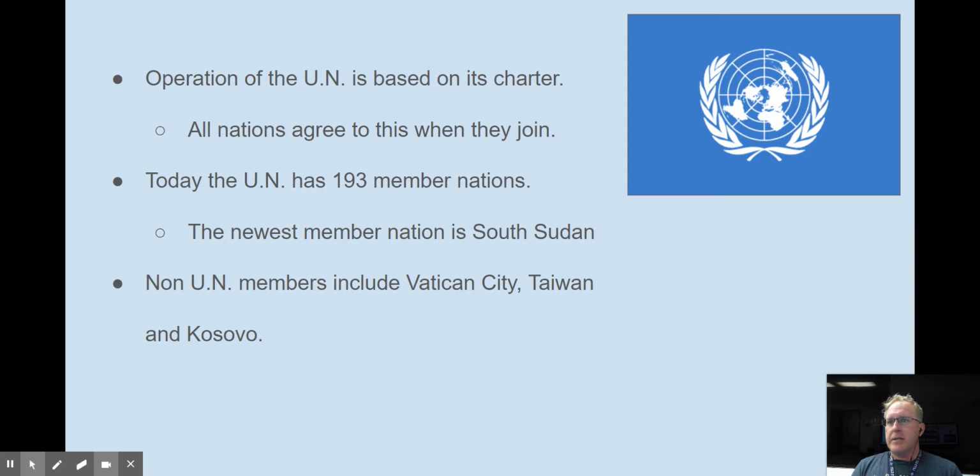Non-UN members include Vatican City, which is the Catholic city-state. Taiwan and Kosovo are also not UN members, but those are a little bit different. Taiwan is not recognized by China, and because China is a member of a special part of the UN, that creates problems for other countries to recognize Taiwan and be a member of the UN. And that also applies to Kosovo, where there's some dispute about whether it has its own sovereignty, and so those are the main reasons why Taiwan and Kosovo aren't countries.